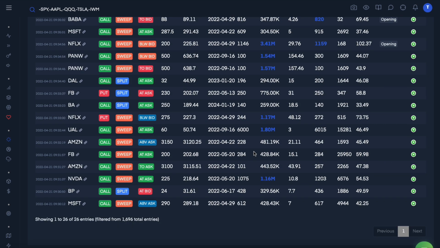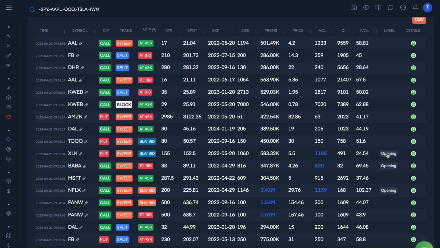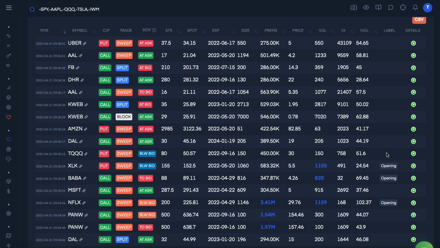And so anytime you see these opening tags, this means that this order is for sure an opened order, and these are very powerful. So if you, let's say, see a $3 million order, it was opened, it's a call and the strike price is slightly out of the money. Those are good directional plays that you can make.